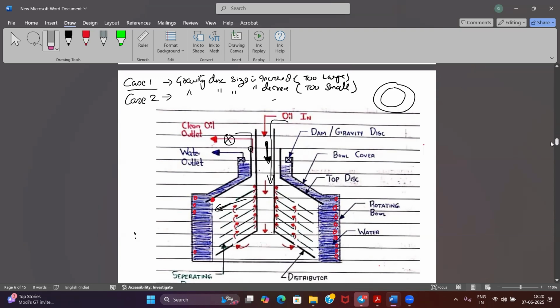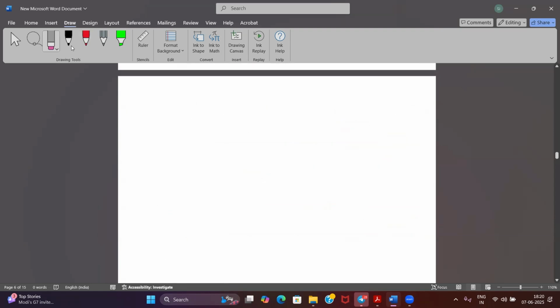Let me just write down something over here. Okay, so interface. This way you will remember it better. Interface shift outward.